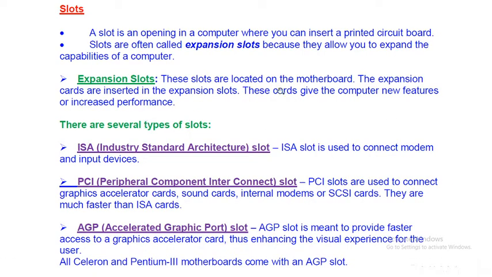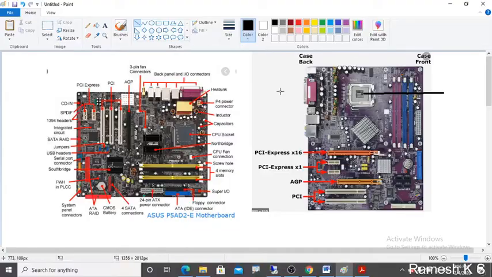So these slots are located on the motherboard. See, this is the motherboard. These are located in the motherboard. PCI Express is there, the AGP slot is there, PCI Express 1 is there. These are the various slots available in the motherboard.